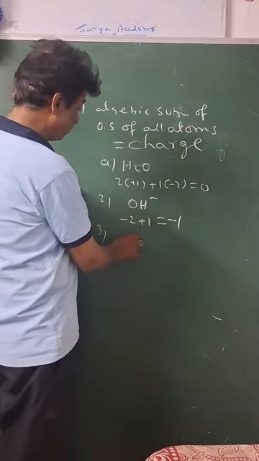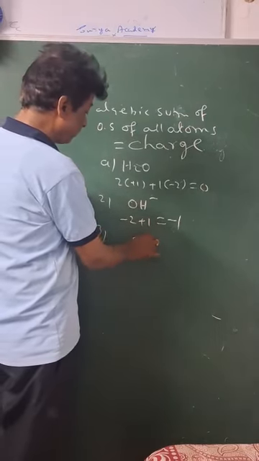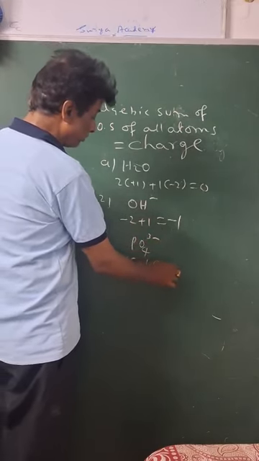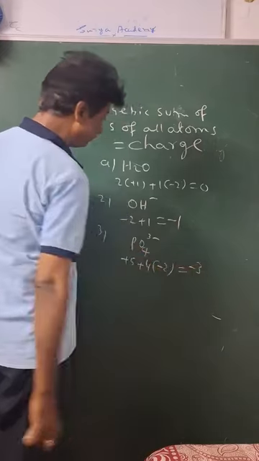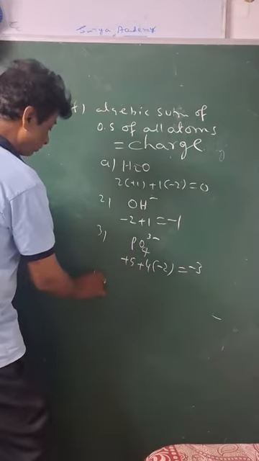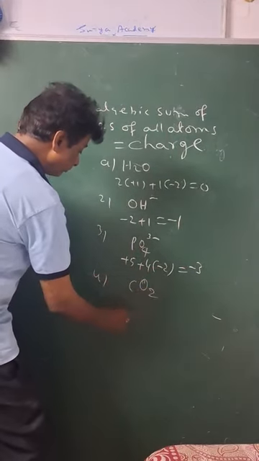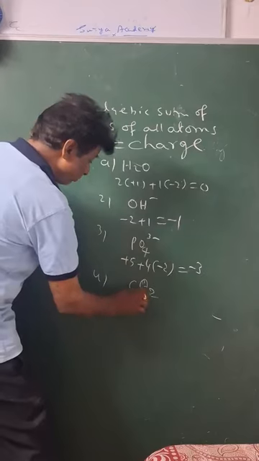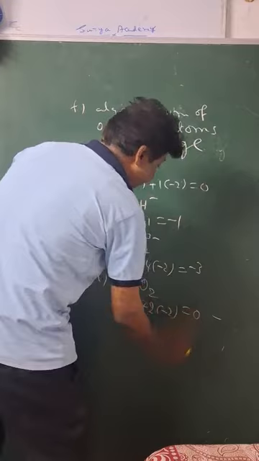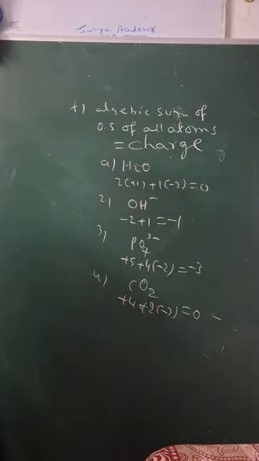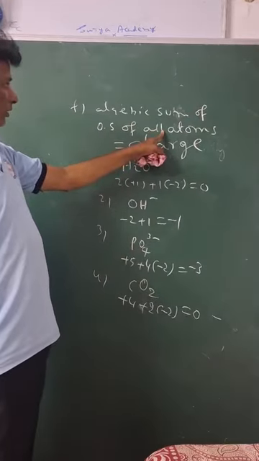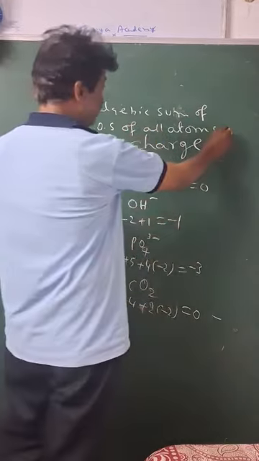Next, PO4 3 minus: phosphorus plus 5, oxygen 4 into minus 2, equal to minus 3. CO2: carbon plus 4, oxygen 2 into minus 2 is minus 4, equal to 0. The algebraic sum of oxidation states of all atoms in a compound equals the charge.